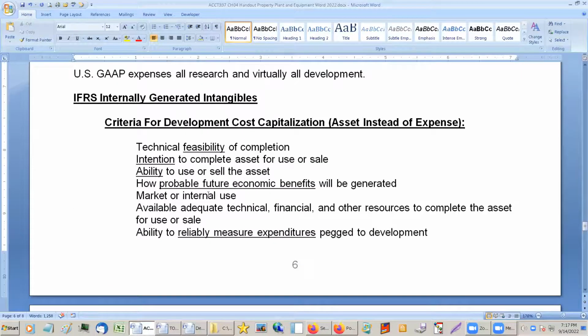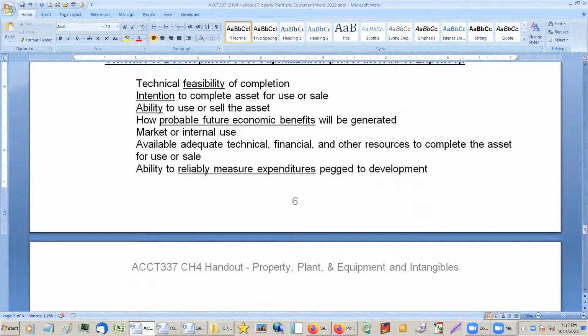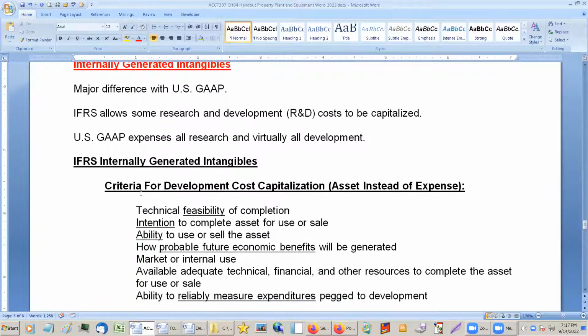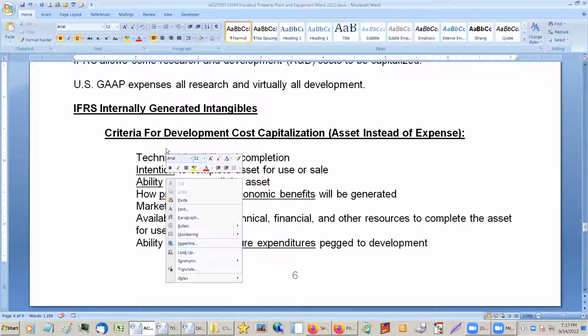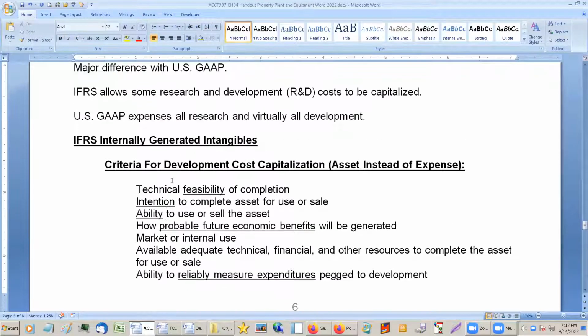Okay, so international standards have some criteria that must be met for the development cost to be capitalized. You can't just capitalize all of them. It has to meet these criteria, and they are pretty good criteria. Whatever you're developing must be feasible.